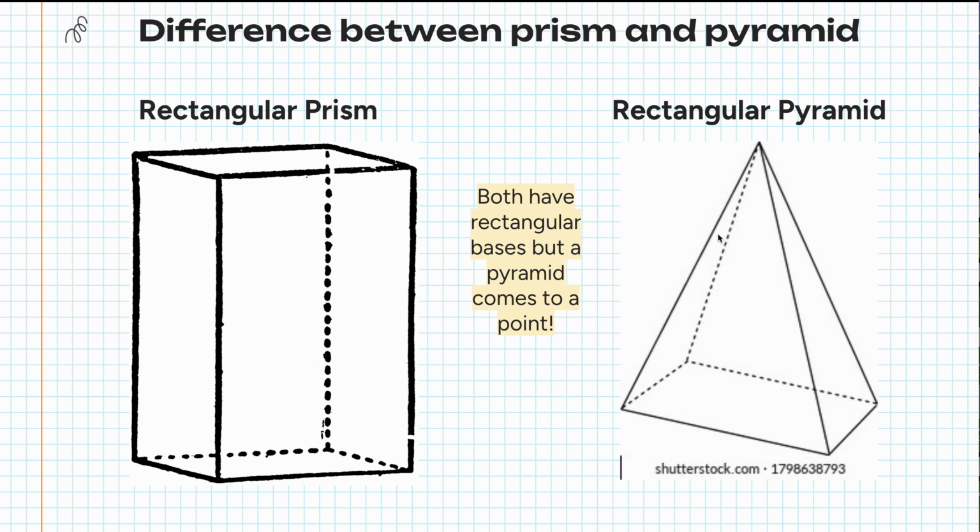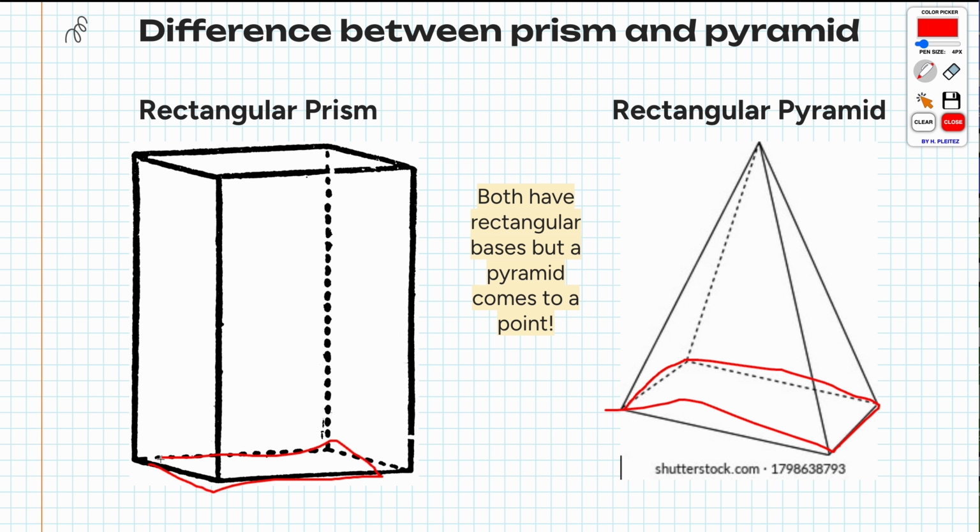So it's important to first know the difference between a prism and a pyramid. We've been working with prisms in the previous lesson, where now we're going to be dealing with pyramids. In this specific example, this is a rectangular prism and a rectangular pyramid. The difference between a prism and a pyramid is that a pyramid is coming to a point. Both of them still have these rectangular bases, but in a prism, we are not coming to a point, whereas in a pyramid, we are.